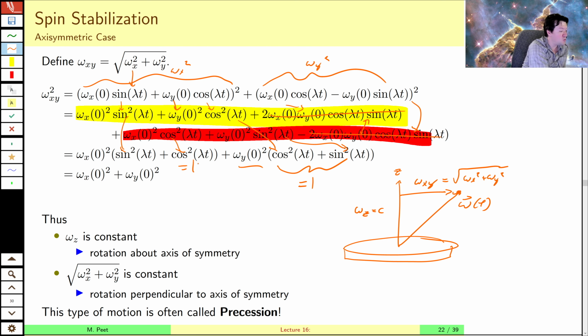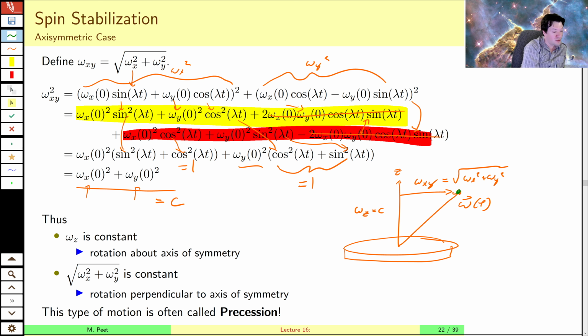And so those 1's here drop out, and we just get the omega x y squared term is the initial condition, basically, of omega x squared and omega y squared. So it's a constant. So there's an invariant motion, right? The distance of this angular velocity vector from the z-axis is going to be a constant. The distance from the z-axis in the body fixed frame is a constant. That's pretty important.